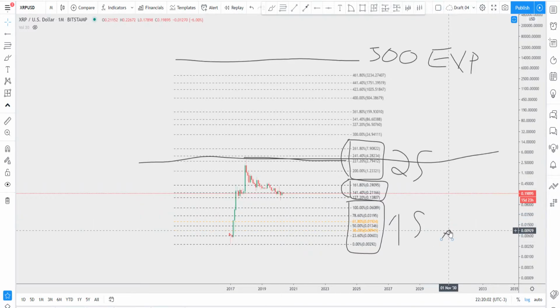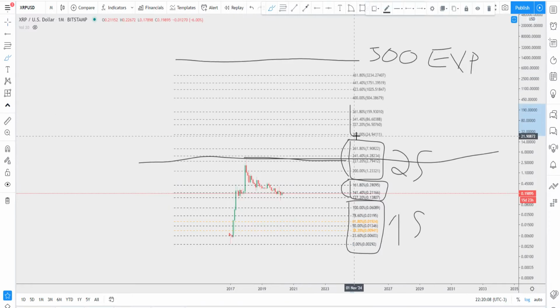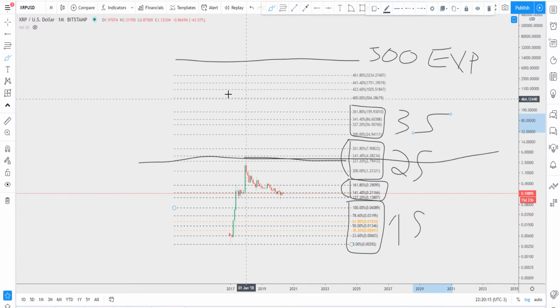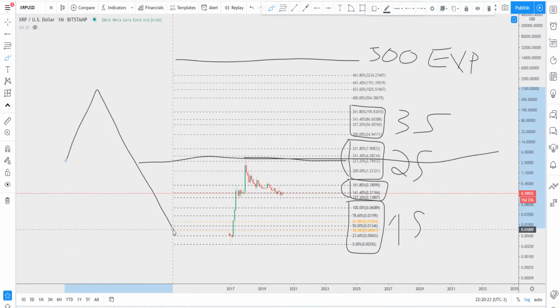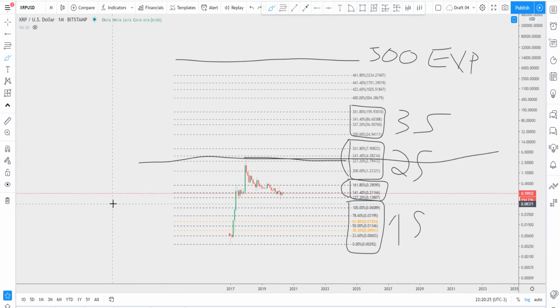And this guy right here is our 300% stage. And remember, this scenario here is for market expansion and not market contraction, okay? And how do we know this is true? Because XRP never made a new low compared to the previous one.